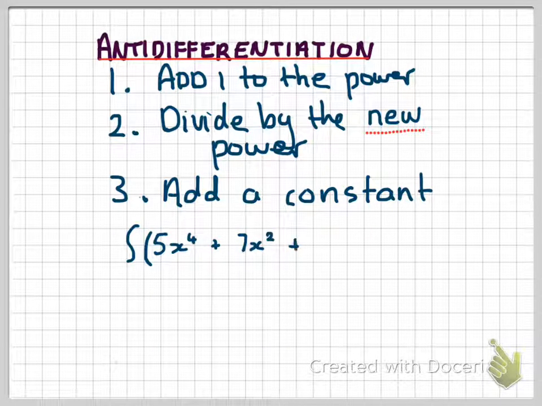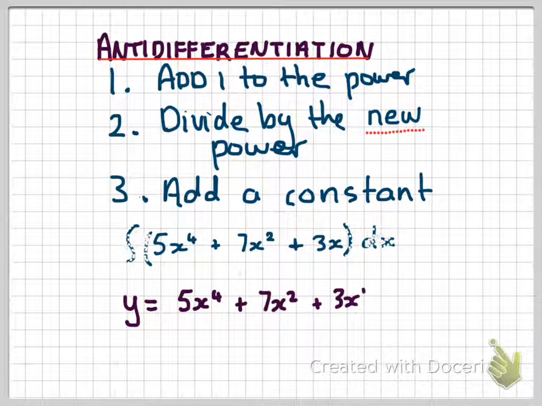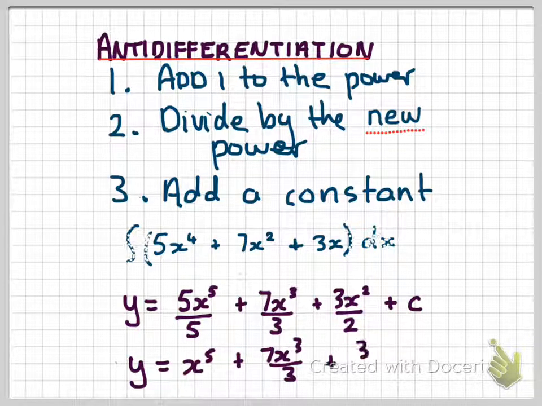The next one, we're going to antidifferentiate this big long one. It's got 3 parts to it. We ignore the brackets. I'm going to write out the question first. Y equals, note I've changed coloured pens because it's a completely different equation. I'm going to add 1 to the 5, divide by the new power. Add 1 to the 2, and divide by the new power. Add 1 to the 1, divide by the new power. Add a constant. Then I'm going to tidy it up because the 5 will cancel out on the first term, and we've antidifferentiated another one.